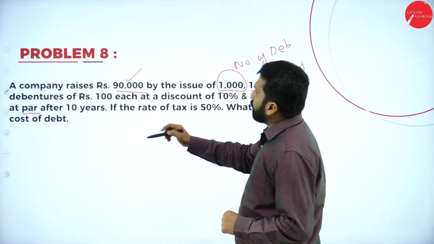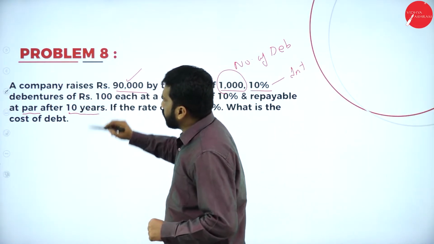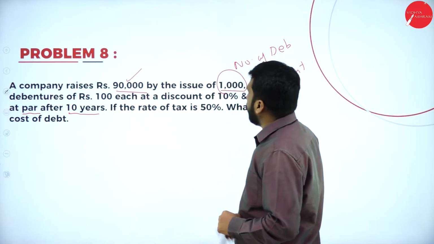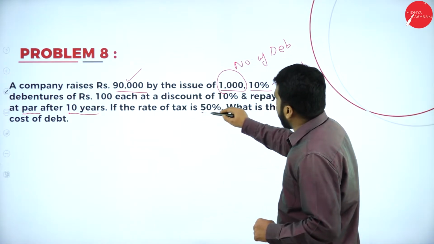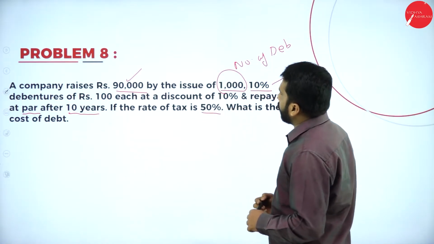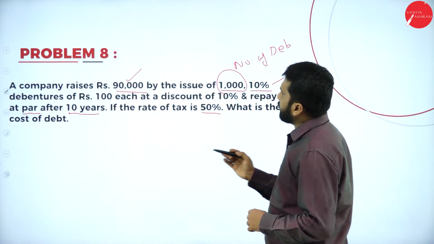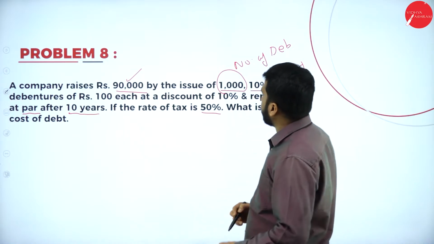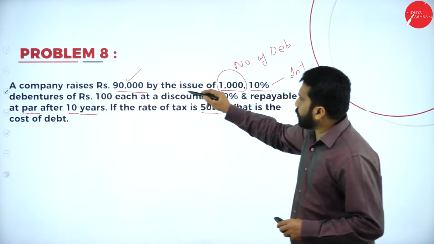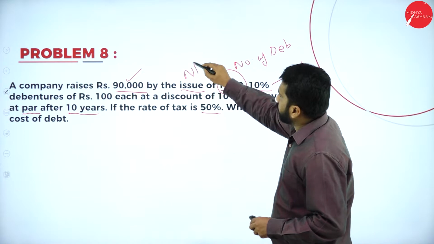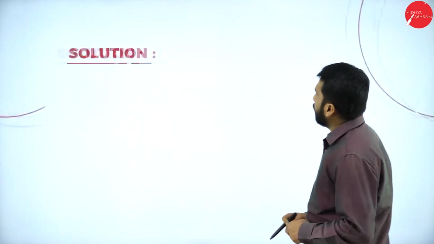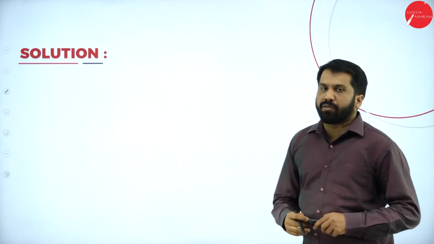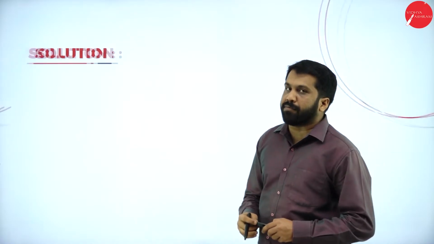Now after number of years, they have mentioned it is 10 years. Now if the rate of tax is 50%, what is the cost of debt? So these are the information we have. The company raises 90,000 by issue of debenture. Issue means what? Net proceeds. Now I have space here to calculate. Before that we'll do some working note.